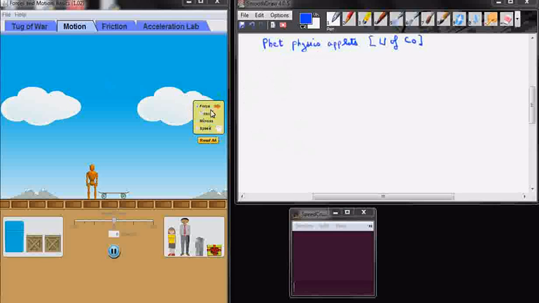So let me activate some stuff here. I'm going to tell it to show me the values of forces and masses, and show me also a speed clock. So what I'm going to do here is I'm going to put 50 kilograms, excuse me, for the man to push, and I'm going to set the force with which the man pushes at 50 newtons.